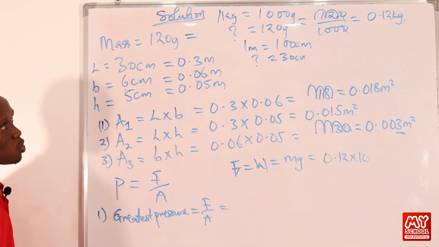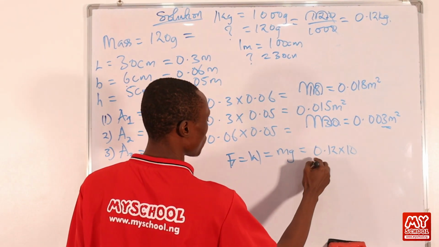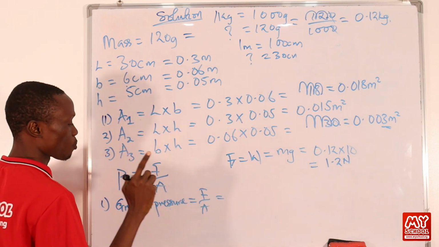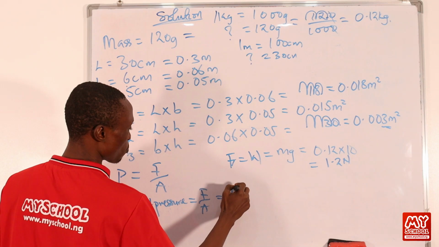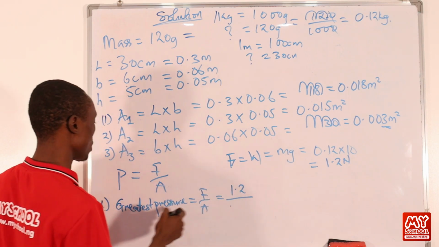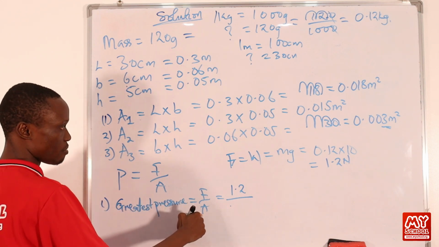0.12 times 10, because we are asked to take g to be equal to 10. If we multiply this, we'll have 1.2 Newton. So our force is equal to 1.2 Newton. Here we fix our 1.2 Newton, then divide by the area. Since we are looking for the greatest pressure, in that case, we take the smallest area.